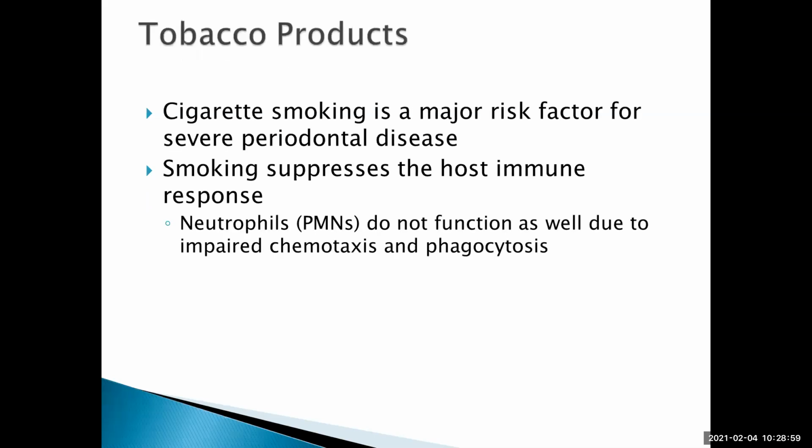Tobacco products. There's nothing good about tobacco products. It's a major risk factor for severe periodontal disease. The studies used to indicate for every 10 years somebody smoked, they could expect to lose 1 tooth. That's the math. But smoking suppresses the immune system response. So your PMNs don't function as well. So again, the PMNs are your first line of defense.